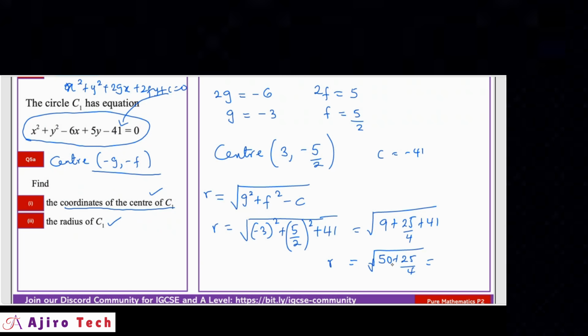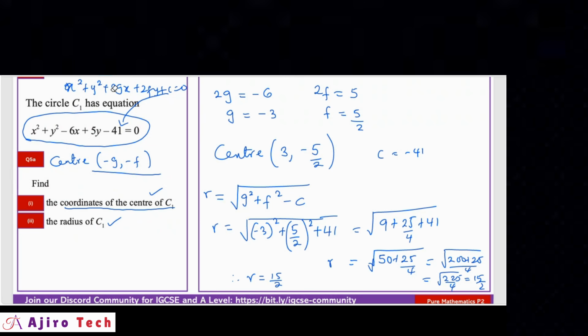So this should give us 200 plus 25/4, and that will be the square root of 225/4. So both of them are a perfect square. So this should be 15/2. Therefore, the radius is 15/2. So the radius should be 15/2.